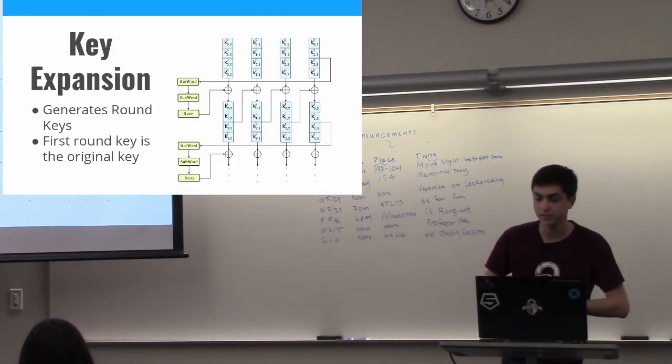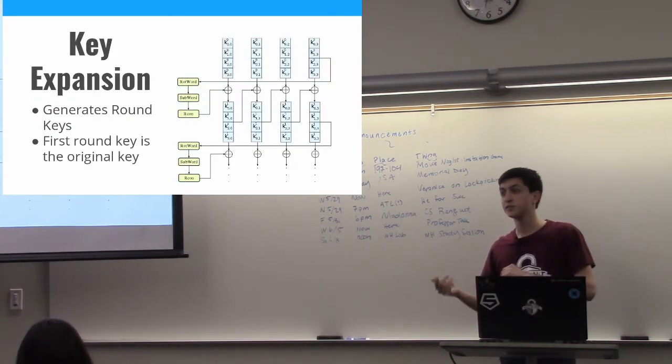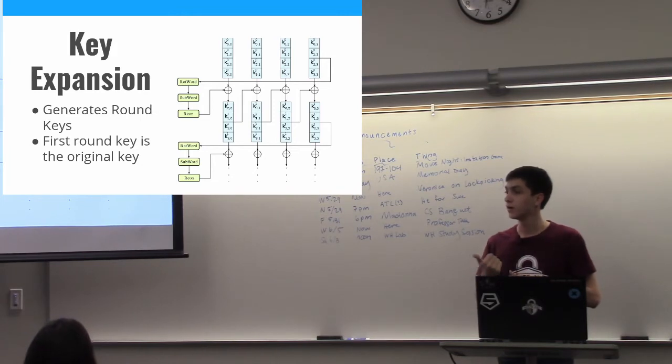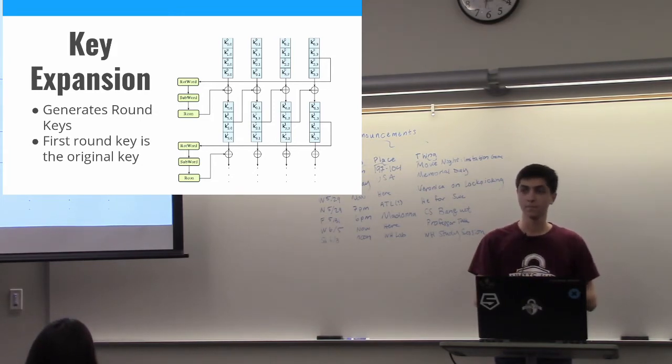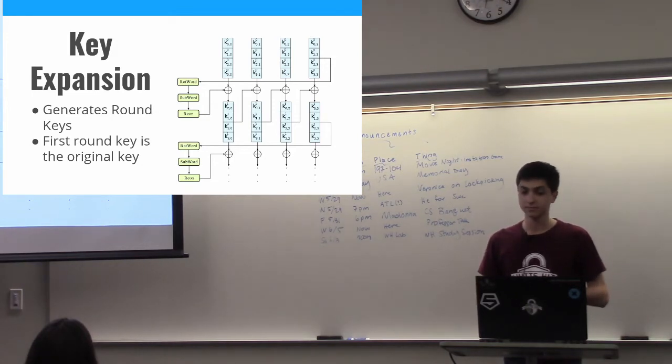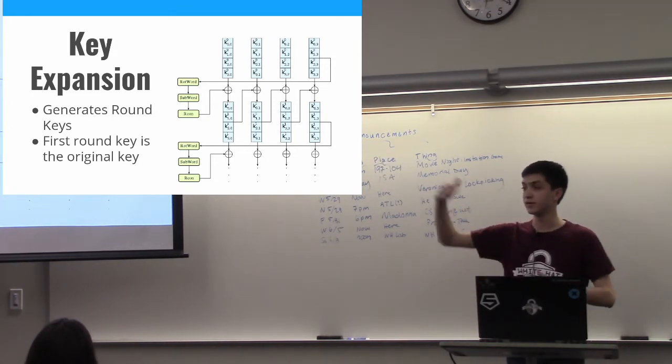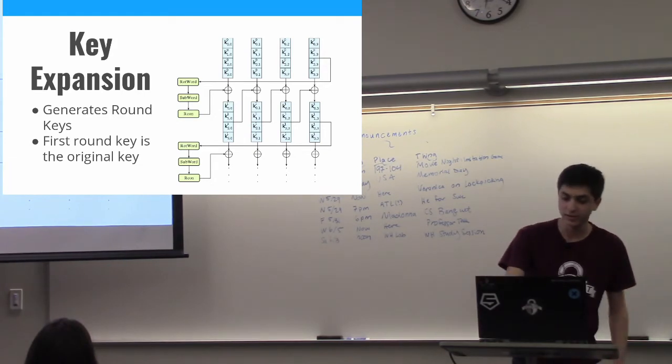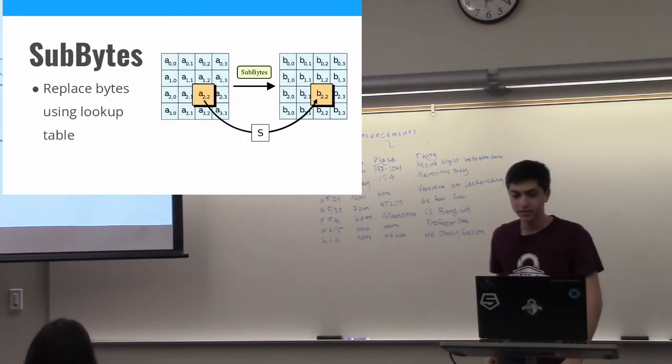So let's go into what the key expansion looks like. It just generates round keys. The first round key is going to be the original key that's given, and that's important for our attack later. Then it does a bunch of math to generate the next 9. We don't really need to know that.